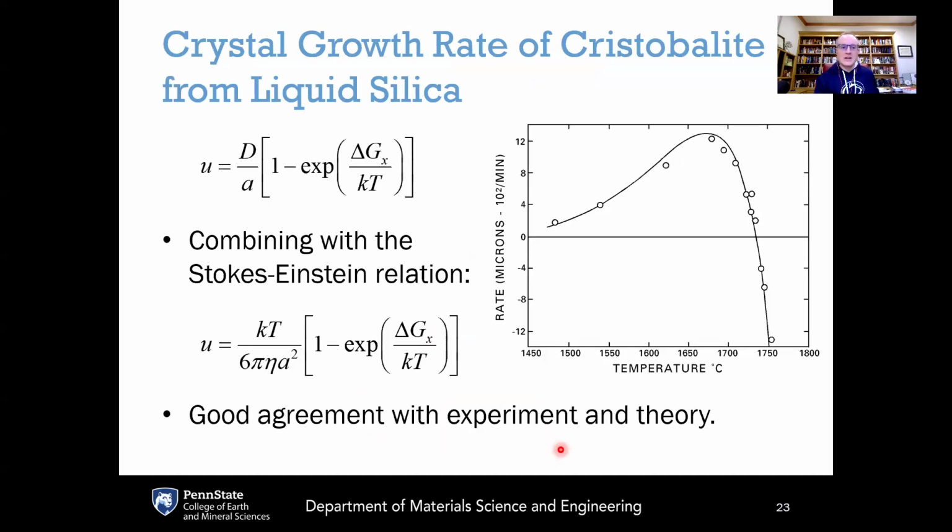Now this can be taken even further if we combine the Wilson-Frenkel theory with the Stokes-Einstein relation. Remember that the Stokes-Einstein relation relates the diffusion coefficient D to the inverse of the shear viscosity of the liquid, eta. So if we make the further assumption that the Stokes-Einstein relation is valid, we can rewrite this diffusion coefficient in terms of the shear viscosity of the liquid and have another formulation of the crystal growth rate, which is now a function of the shear viscosity eta.